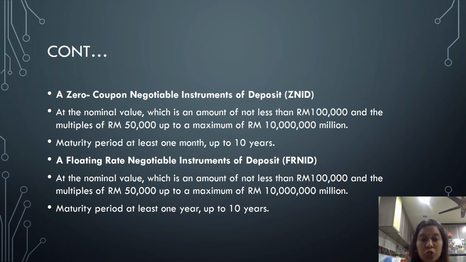While for a zero coupon negotiable instrument of deposit, ZNID, at the nominal value which is an amount of not less than RM 100,000 and in multiples of RM 50,000 up to a maximum of RM 10 million. Maturity period at least 1 month up to 10 years. A floating rate negotiable instrument of deposit, FRNID, at the nominal value which is an amount of not less than RM 100,000 and in multiples of RM 50,000 up to a maximum of RM 10 million. Maturity period at least 1 year up to 10 years.